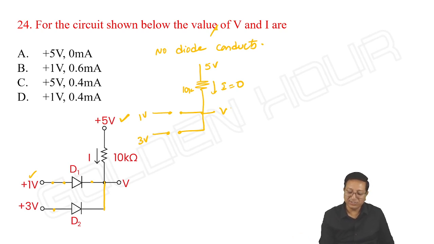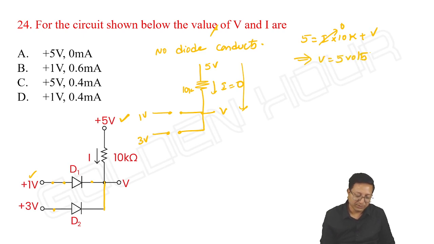I is 0, then what about V? V is equal to 5 volts. Or I can write, if I take this particular loop, 5 volts is equal to I into 10K plus V, where I is 0, which implies V is equal to 5 volts. So 5 volts, 0 milliamperes. Option A is correct. See how simple the problem is.